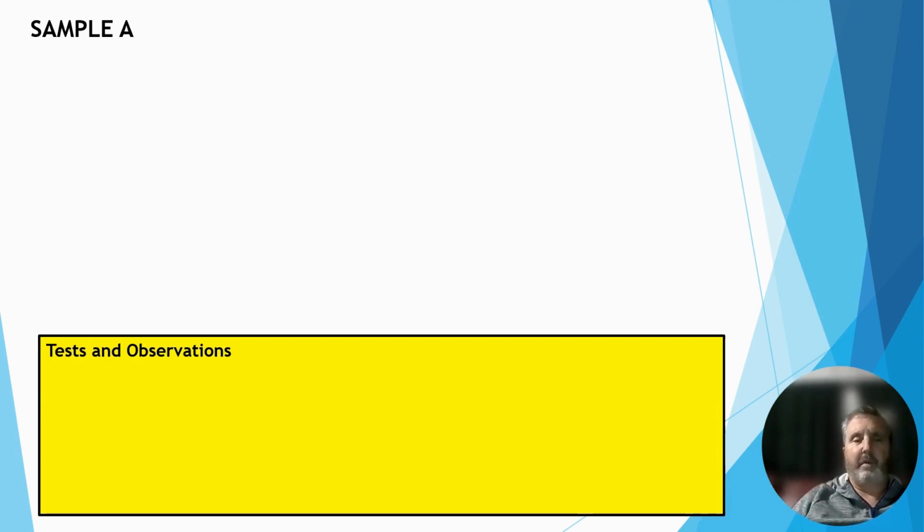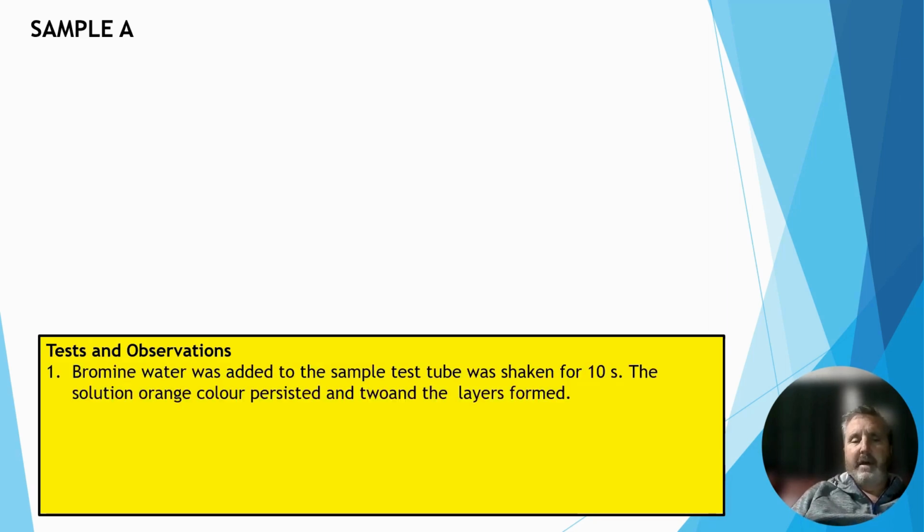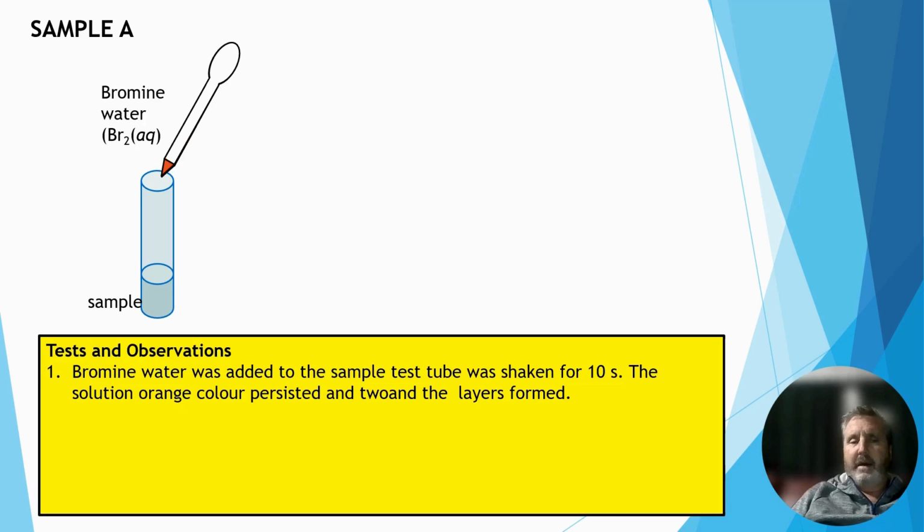So I always start with a bromine water test. So I take about 1 centimeter of the sample, I add some bromine water, about the same amount, and I shake for 10 seconds. So I take the sample, add the bromine water, and shake.